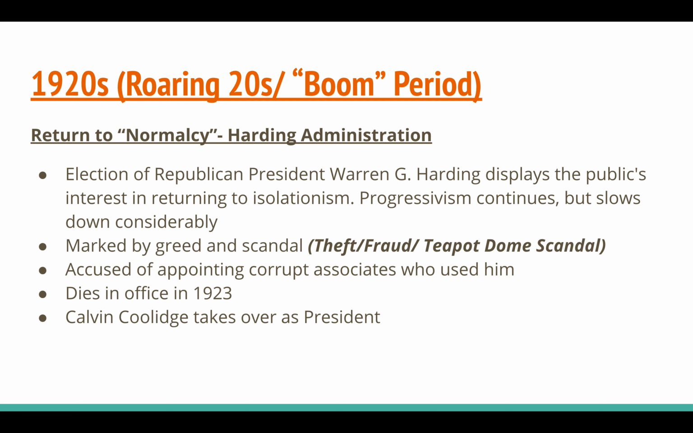That's going to lead to an administration known as the Harding administration, Warren G. Harding. He wins the presidency in this time period with his slogan, "The Return to Normalcy." He's a Republican, and he has a very pro-business approach. Progressivism, like we talked about, does continue, but it definitely slows down. He's really not going to be known as a great president. He actually dies in office about 2 years after he takes over. He had a lot of theft, fraud, and other scandals that went on during his administration.